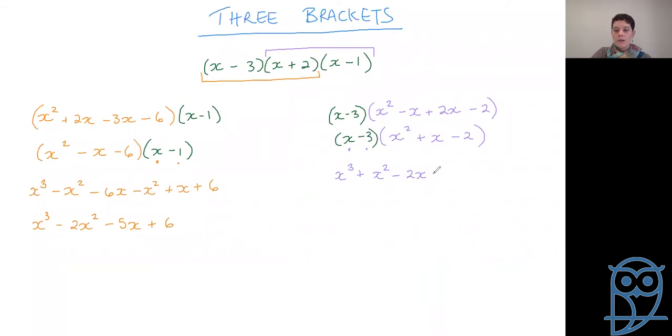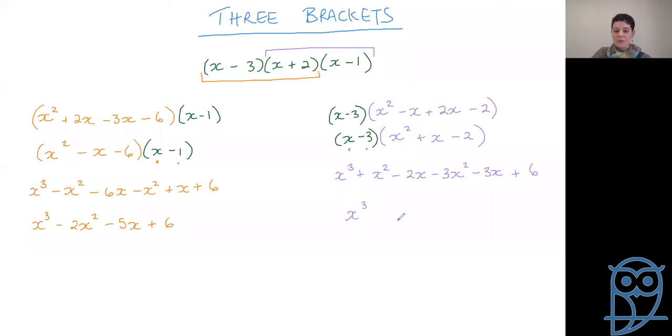times x squared, minus 3x squared. Minus 3 times x, minus 3x. Minus 3 times minus 2, plus 6. Oh, we got an x cubed and a 6, exactly the same as the other side. And let's see what happens when we simplify all the other terms.